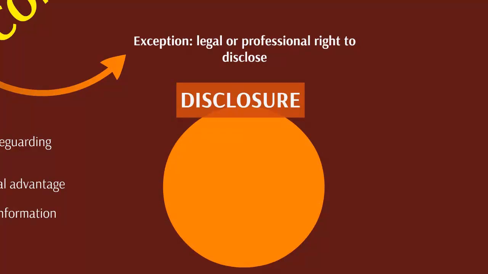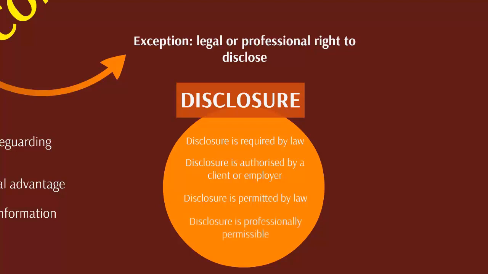Now, CIMA suggests there are circumstances in which confidential information can be disclosed. So let's take a look. The first of those is if there's been a legal infringement, in which case disclosure is required by law. You are also allowed to disclose when you're authorized by a client or employee, or when disclosure is permitted by law during an investigation, say. So this is slightly different to the first one, which is required by law. This is permitted by law. And in doing so, you are protecting your own professional reputation. And also when disclosure is professionally permissible.